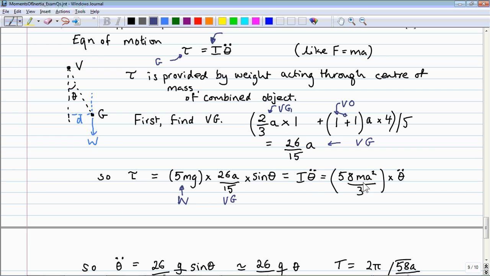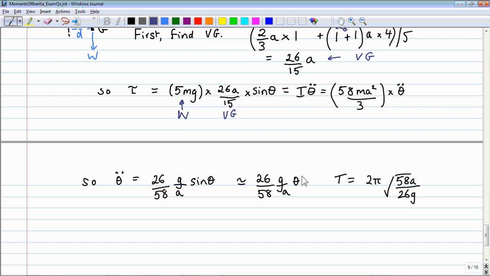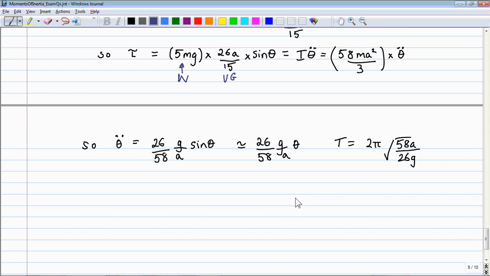I we've already worked out, that's 58ma squared over 3, and then theta double dot is the angular acceleration. So rearranging that whole equation to give an equation in theta double dot gives us theta double dot equals 26 over 58 g over a sine theta. And this is approximately equal to 26 over 58 g over a theta if theta is small. And finally, we observe this is exactly of the form x double dot equals minus omega squared x, or theta double dot equals minus omega squared theta. So this has the form of a simple harmonic motion whose period is 2 pi over omega.